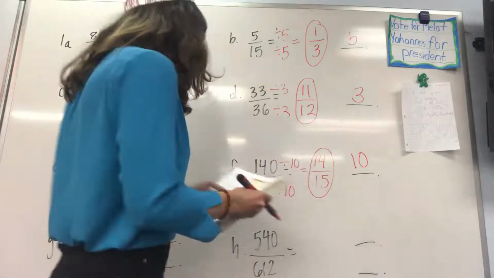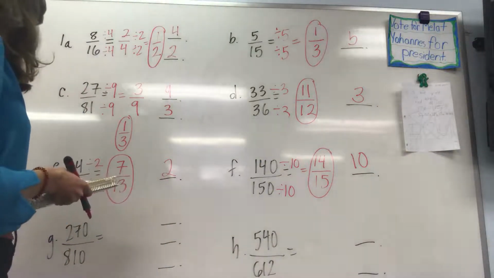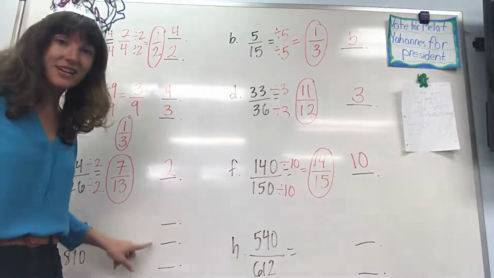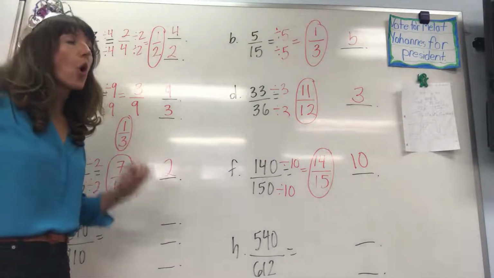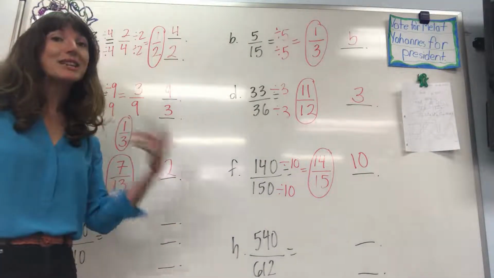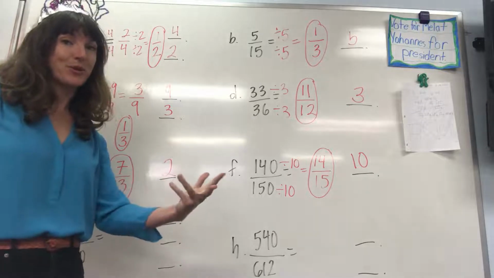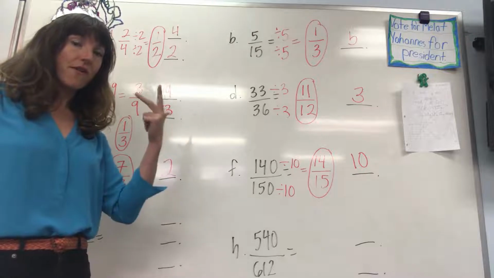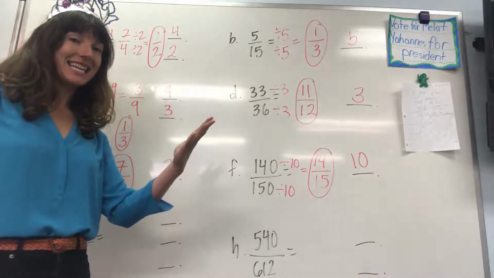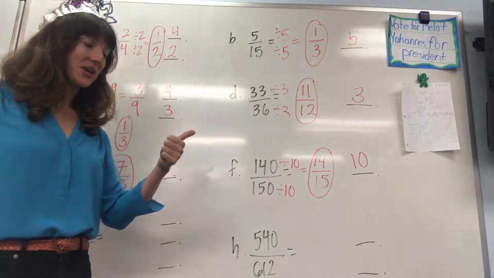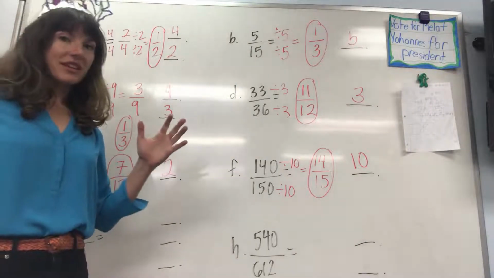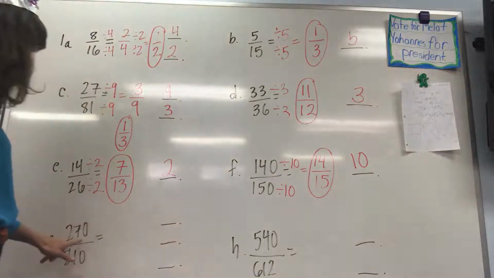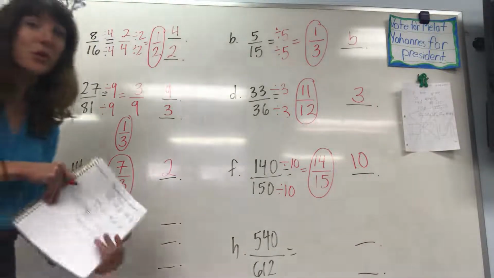Okay, next. G, 270 and 810. We have 3 blanks. And we always start with the largest number possible. So yesterday we learned about 2, 3, 4, 5, 9, and 10. The largest number we can do with the divisibility rules is 10. Do the top and bottom end with 0? Yes and yes. So we're going to start with 10.